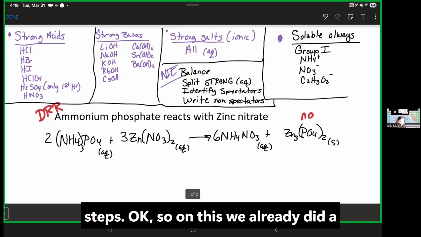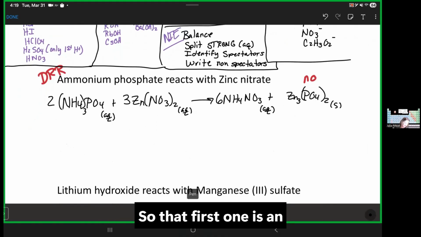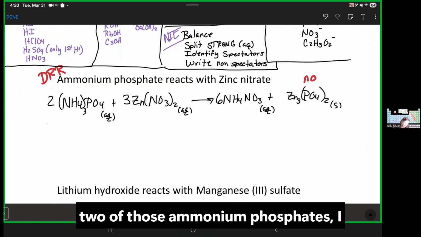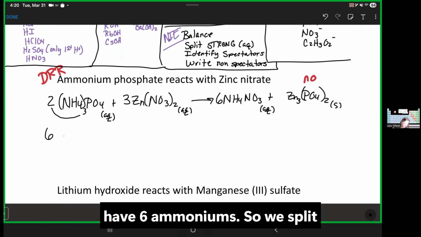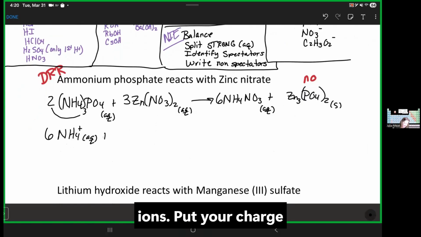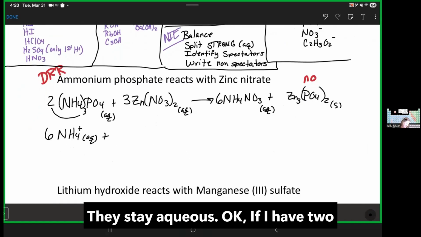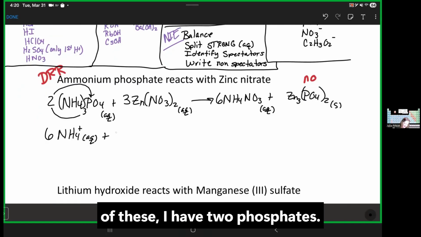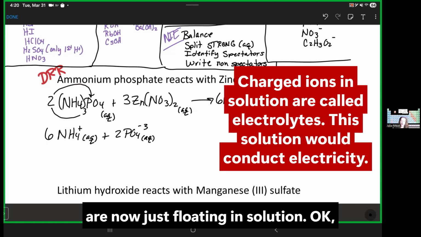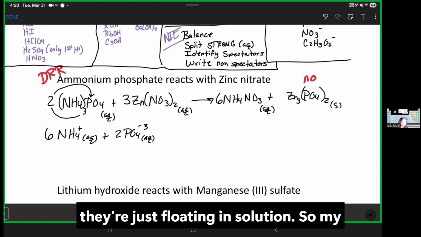Okay, so on this, we already did a balanced equation. Now we're going to split all of our strong aqueous. So that first one is an aqueous salt. So if I have 2 of those ammonium phosphates, I have 6 ammoniums. So we split them out all into their individual ions. Put your charge with your ion and put your state. They stay aqueous. Okay, if I have 2 of these, I have 2 phosphates with his charge and aqueous, because they are now just floating in solution. Okay, they've split apart into their ions and they're just floating in solution.